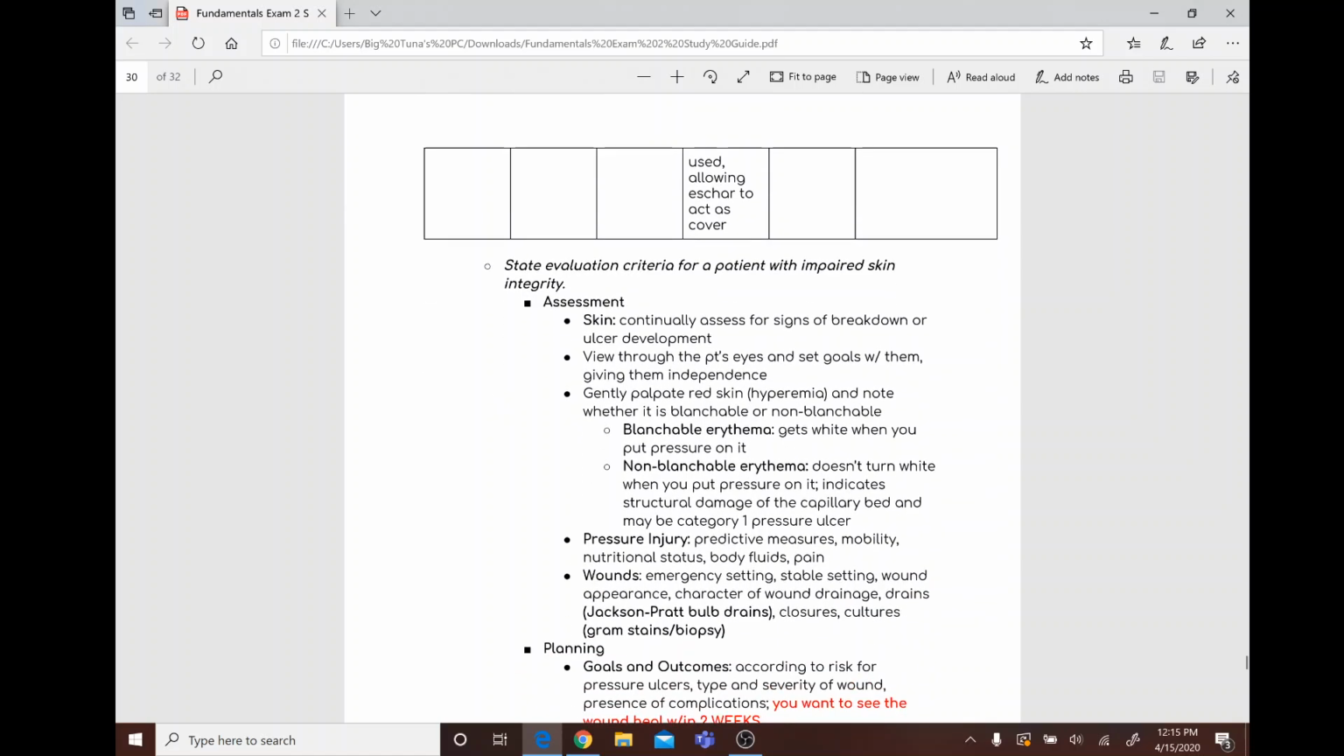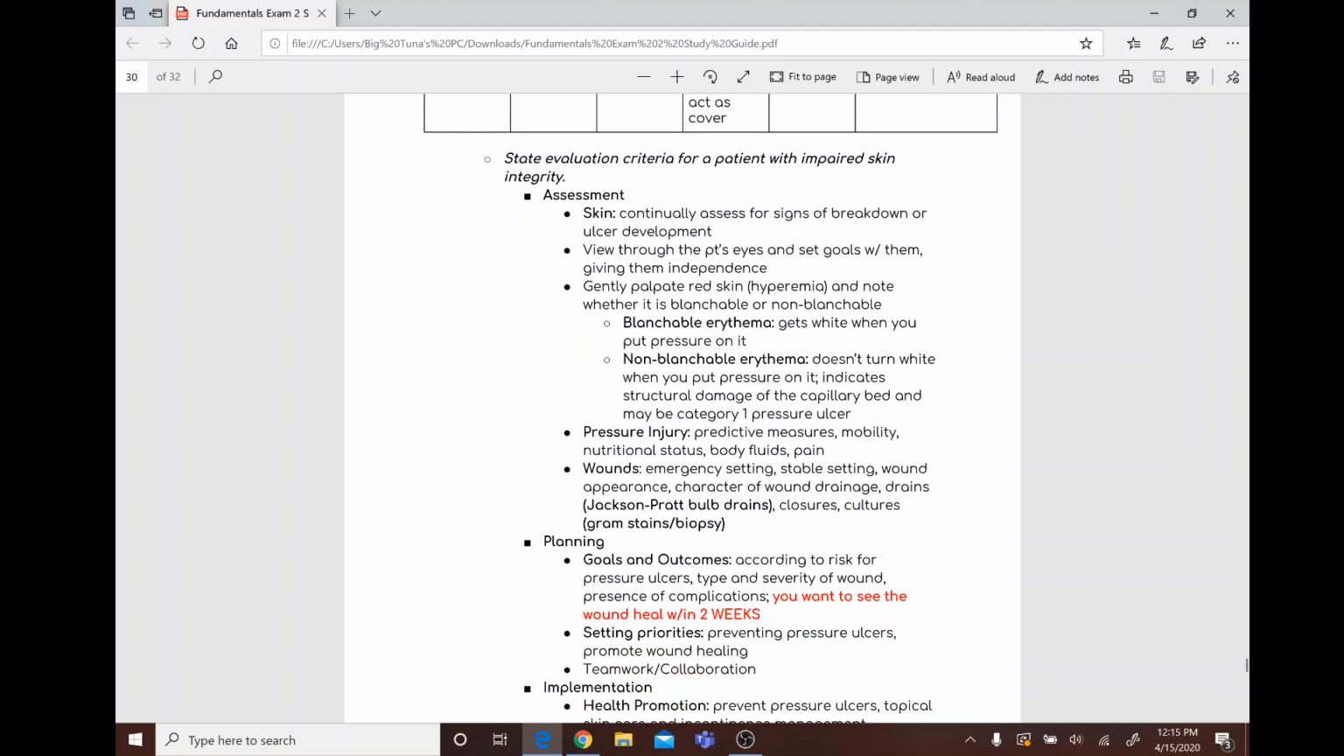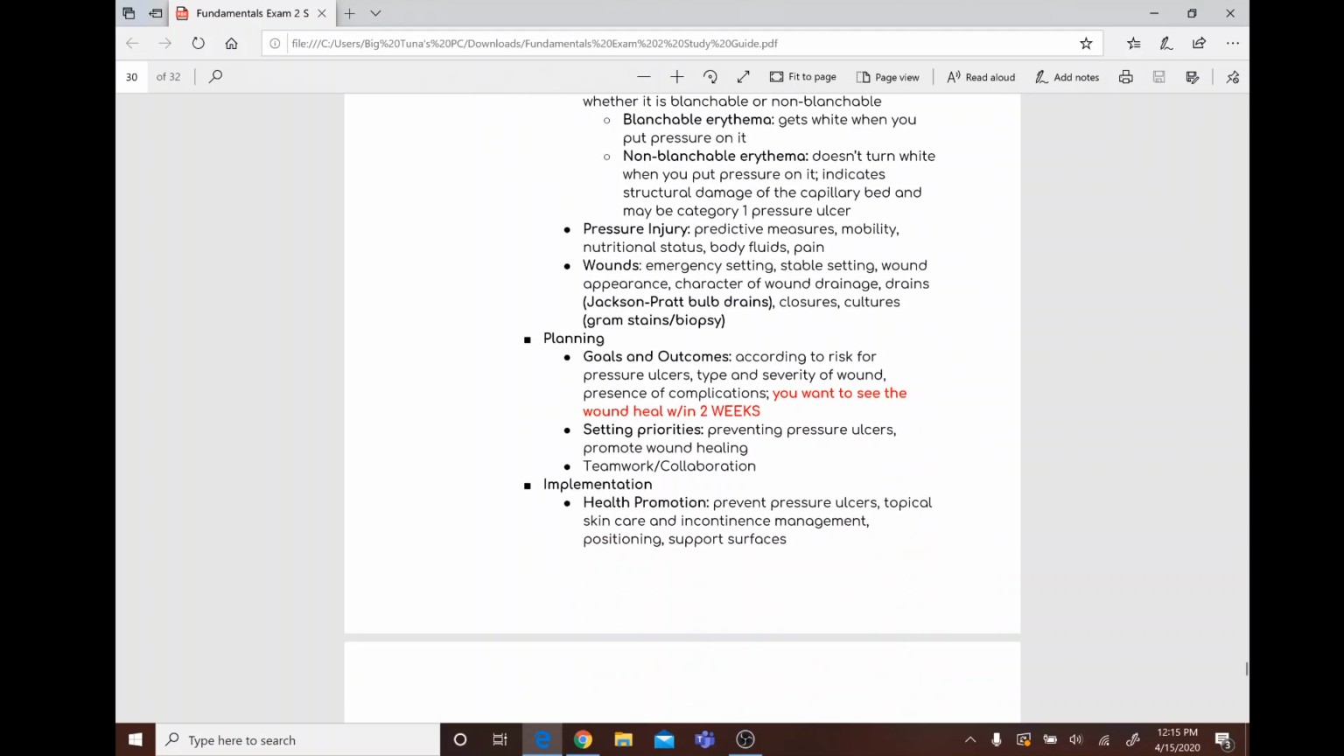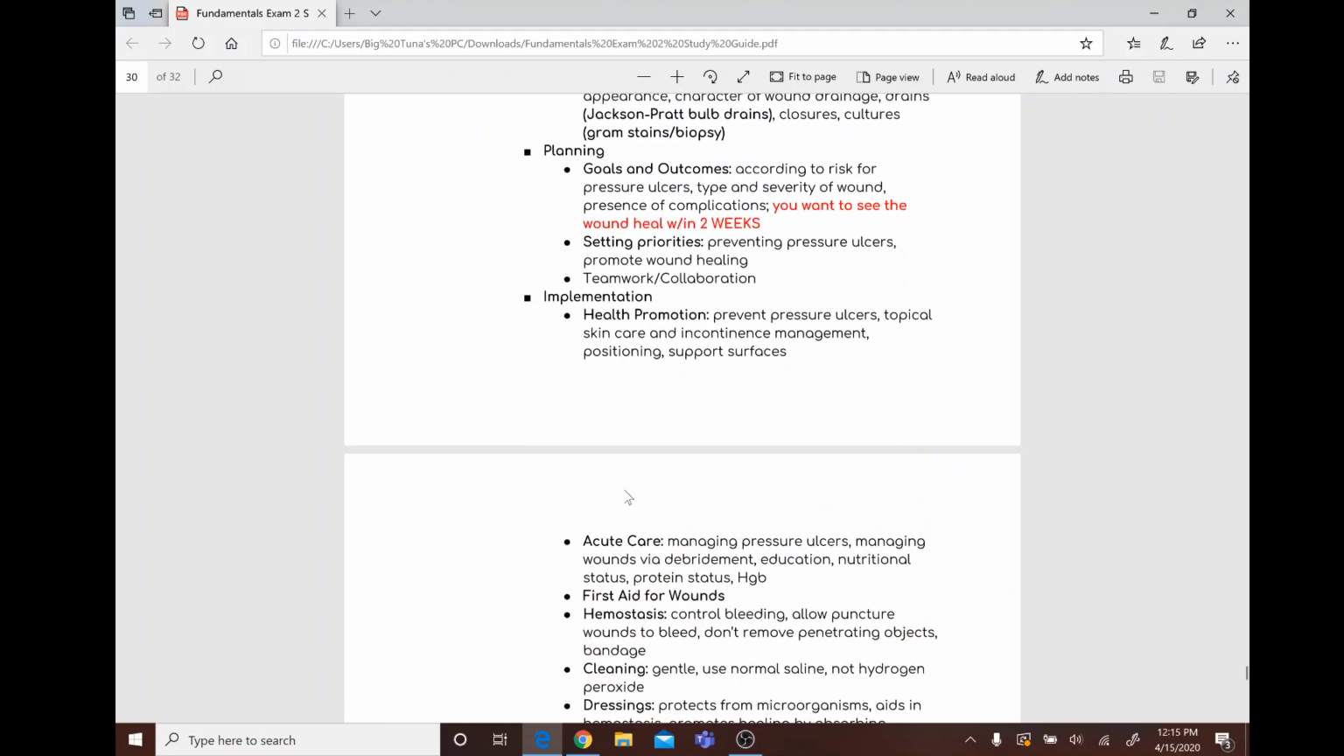So you're going to assess the skin. Blanchable erythema gets white when you put pressure on it. Non-blanchable erythema does not turn white when you put pressure on it. Pressure injuries, the wounds, goals and outcomes: you want to see the wound heal in 2 weeks.